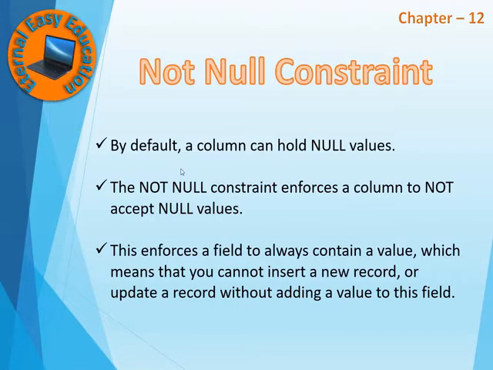So before entering into unique, we must know what is the not null constraint. By default, a column can hold null values. That means if we are having 5 columns, we can leave 2 or 3 columns as per our wish without giving values. That is a null value. A not null constraint enforces a column to not accept null values. This enforces a field to always contain a value, which means that you cannot insert a new record or update a record without adding a value to this field.